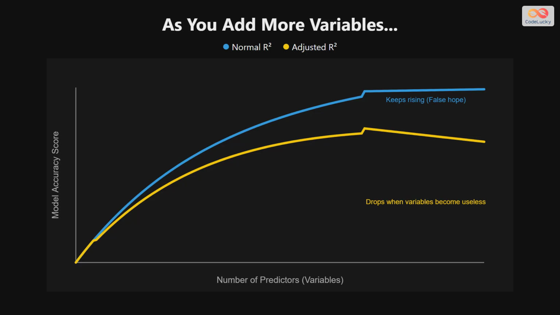Here is a graph to visualize this behavior. The blue line is normal R-squared. As you keep adding more and more variables, it keeps climbing, giving you a false sense of security. The yellow line is adjusted R-squared. It rises at first when the variables are useful, but once you start adding junk, it peaks and starts to fall. That peak represents the optimal number of variables for your model.